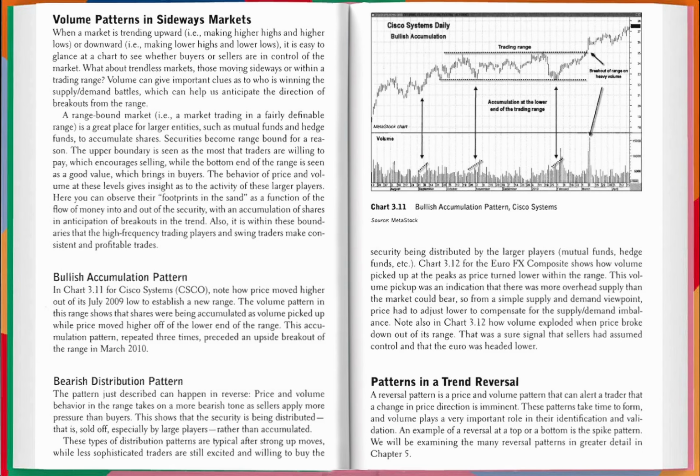Securities become range-bound for a reason. The upper boundary is seen as the most that traders are willing to pay, which encourages selling, while the bottom end of the range is seen as a good value, which brings in buyers. The behavior of price and volume at these levels gives insight as to the activity of these larger players.